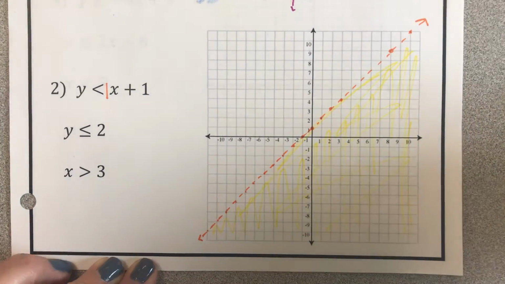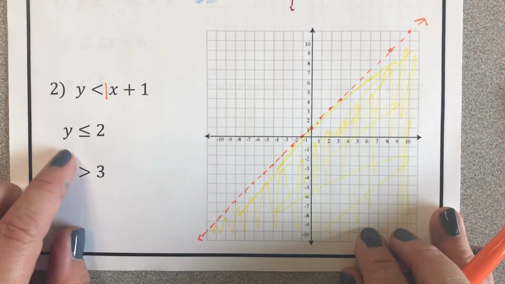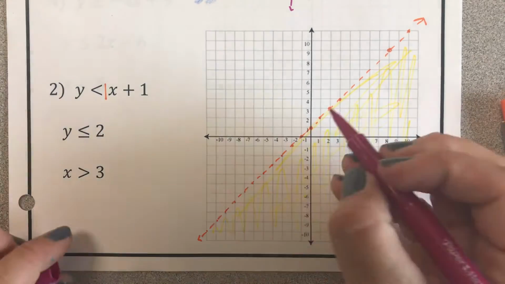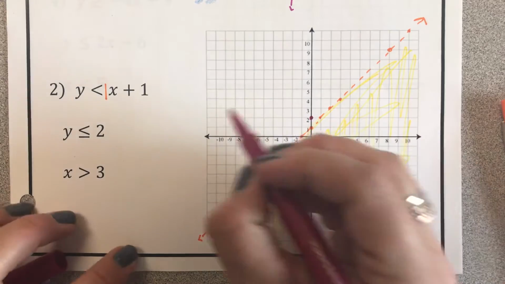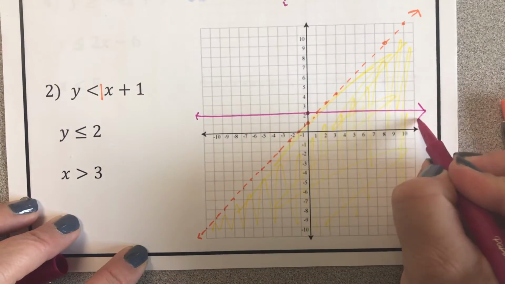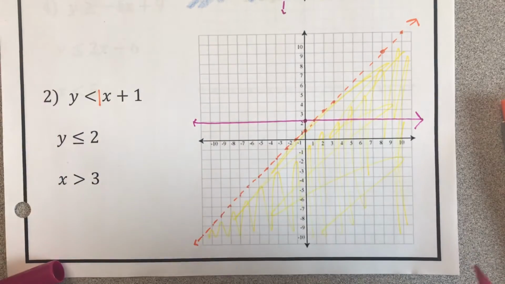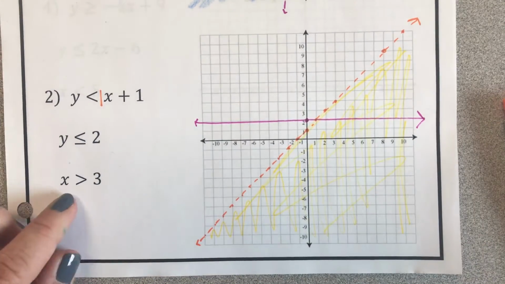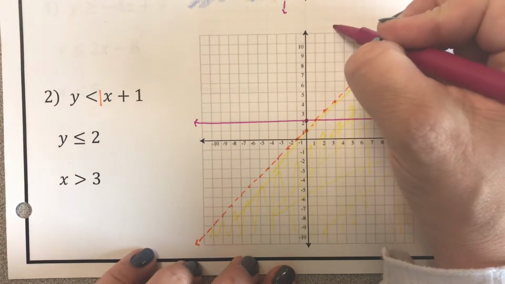And then it says your y has to be less than or equal to 2. So this is where y is 2. That's going to be a horizontal line. And I'm just going to keep in my head that it's underneath because y is less than. And then it says x is greater than 3. So this is where x is 3.